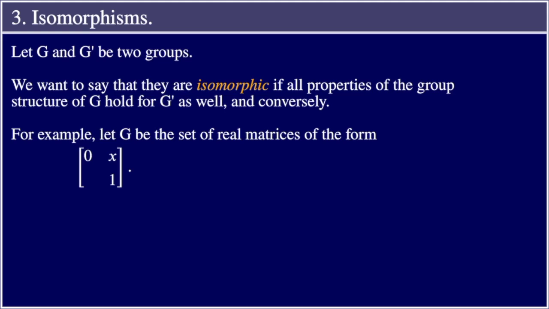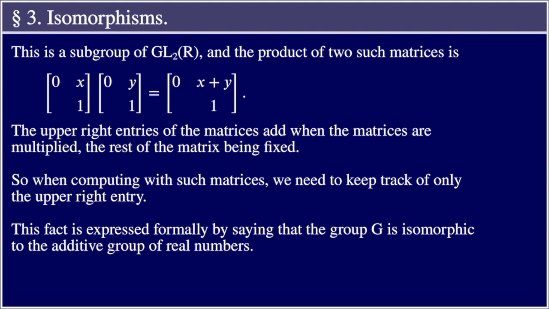We want to say that they are isomorphic if all properties of the group structure of G hold for G' as well, and conversely. For example, let G be the set of real matrices of the form 1, x, 0, 1. This is a subgroup of GL2R, and the product of two such matrices is 1 x 0 1 times 1 y 0 1 equals 1 x plus y 0 1.